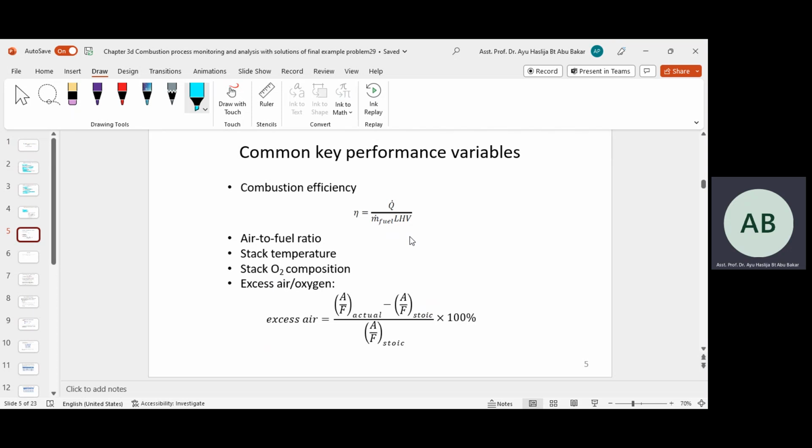These are the common key performance variables, where in this chapter we will focus on the combustion efficiency. This is the new part. We will also come across the excess air calculation and air-fuel ratio. The efficiency is the new part; the rest is repetition from the previous topic.